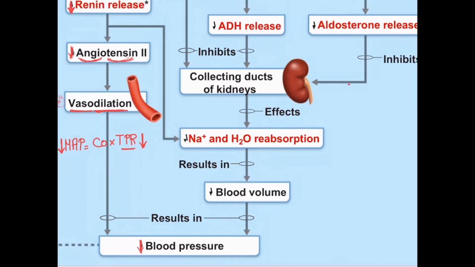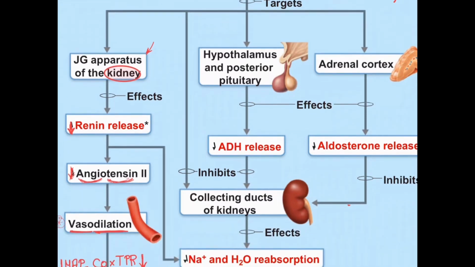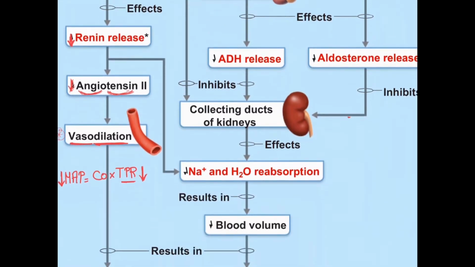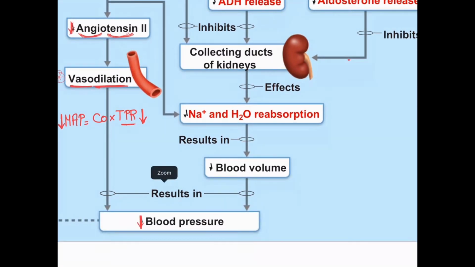So again, the first mode of action of atrial natriuretic peptide would be to inhibit the juxtaglomerular apparatus of the kidney, resulting in the reduction of the release of renin. Reduction in the renin release will cause a reduction in the availability of angiotensin II, and a reduction in the levels of angiotensin II will result in vasodilation of the arterioles. Remember, vasodilation of the arterioles will result in a reduction in my total peripheral resistance, reducing my blood pressure back to normal.